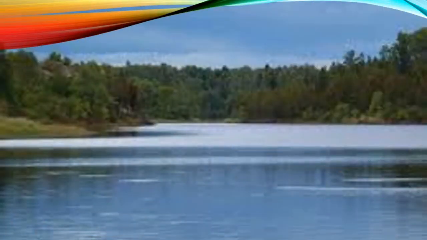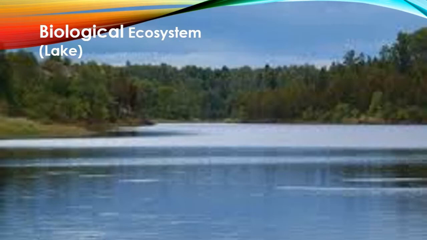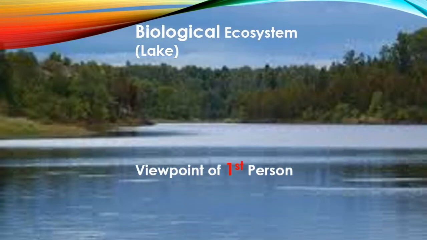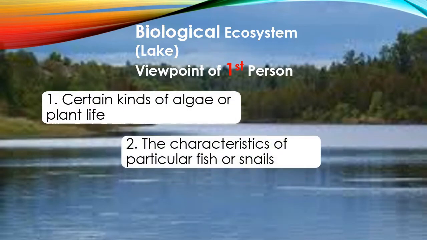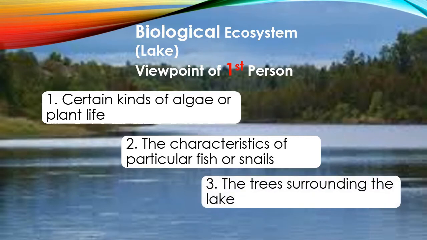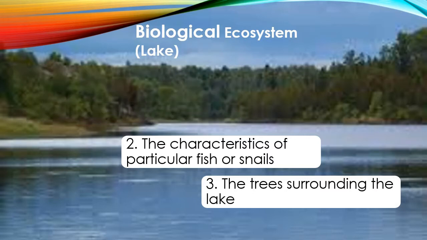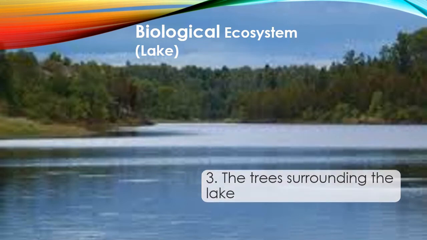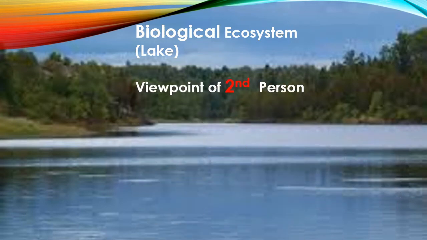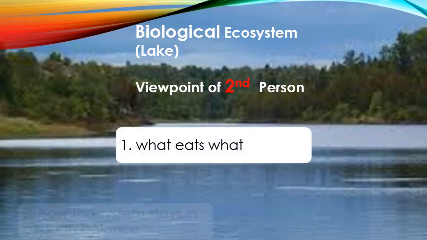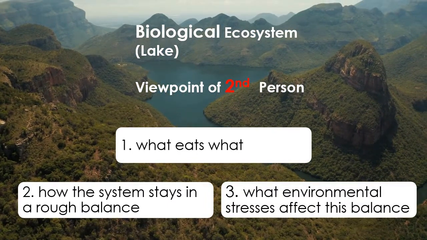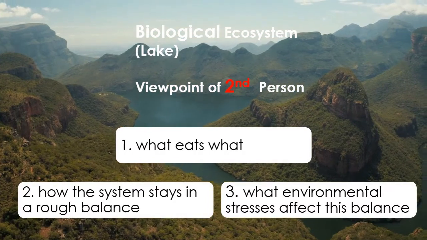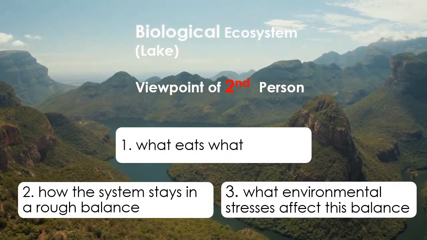To understand why both microeconomics and macroeconomics perspectives are useful, consider the problem of studying a biological ecosystem like a lake. One person who sets out to study the lake might focus on specific topics: certain kinds of algae or plant life, the characteristics of a particular fish or snails, or the trees surrounding the lake. Another person might take an overall view and instead consider the entire ecosystem of the lake from top to bottom: what eats what, how the system stays in a rough balance, and what environmental stresses affect this balance. Both approaches are useful, and both examine the same lake, but the viewpoints are different.